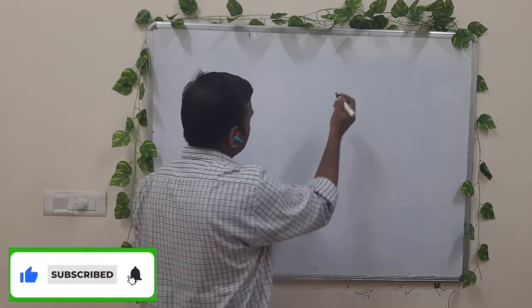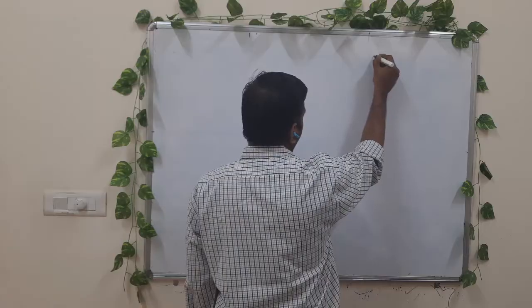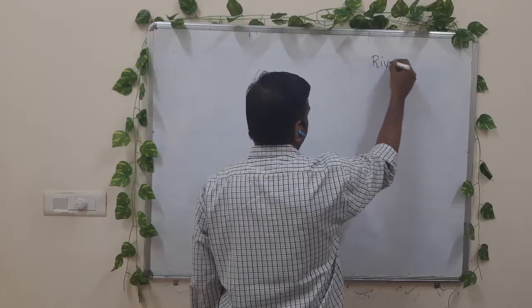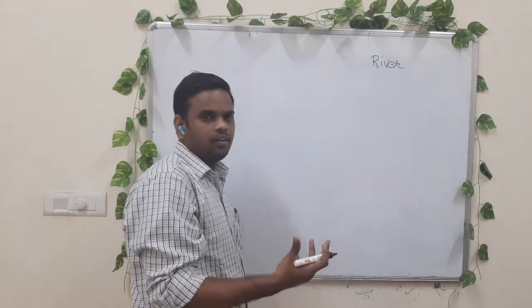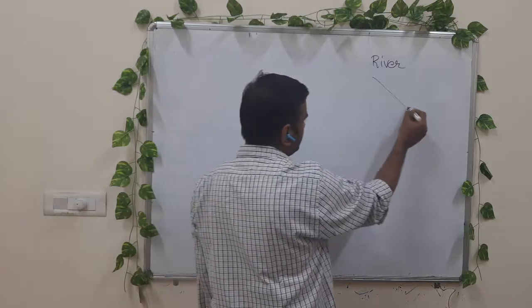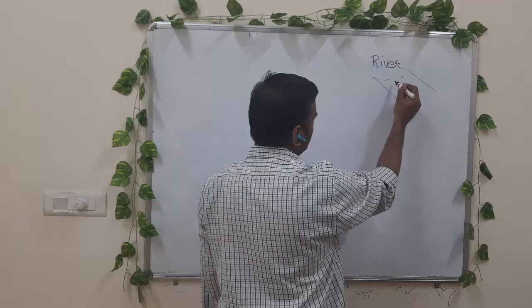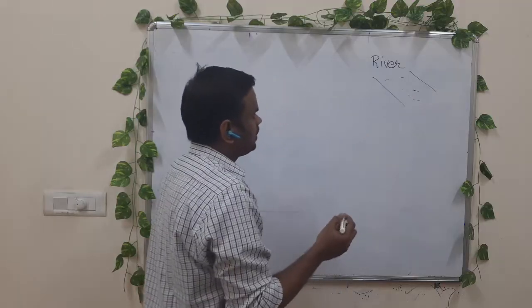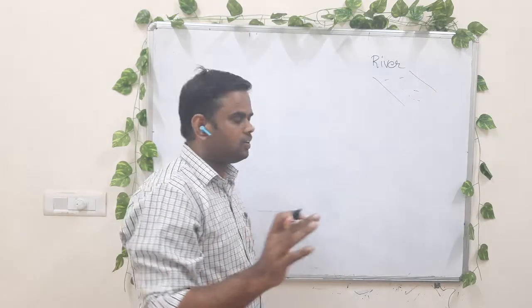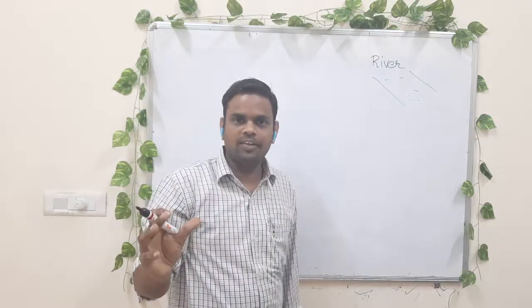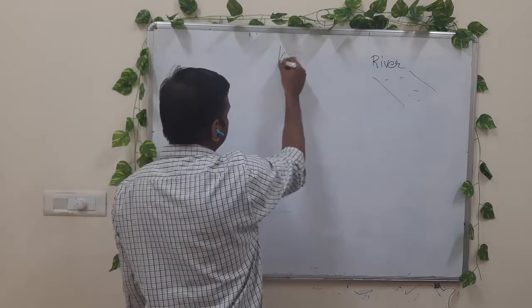Examples of that are a river. When you have a river, you have open water flowing in it, so the atmospheric pressure is acting on it. For now, we are going to discuss one of the flow measuring devices, which is weirs and notches.